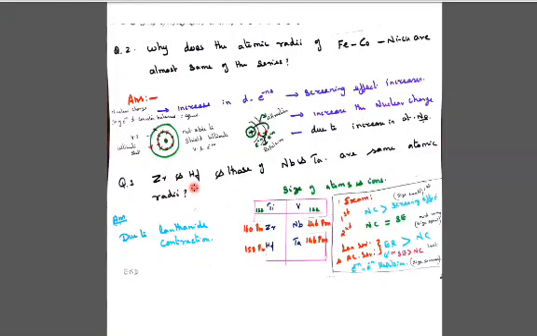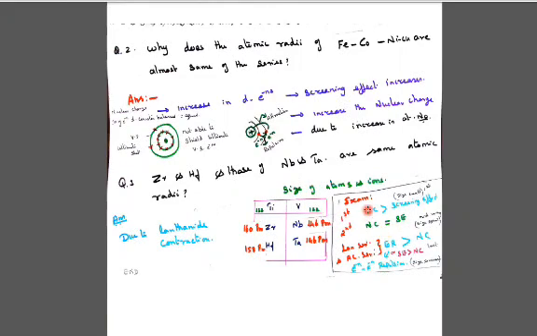Both are nearly the same due to lanthanide contraction. The reason is lanthanide contraction. Next, niobium 146 picometer and tantalum also 146 picometer. Both are the same, and this is also due to lanthanide contraction. We should write these values. A picometer means 1 into 10 to the power of minus 12 meter. So 160 into 10 to the power of minus 12 meter, and this is 158 into 10 to the power of minus 12 meter. So 1 picometer equals 10 to the power of minus 12 meter.